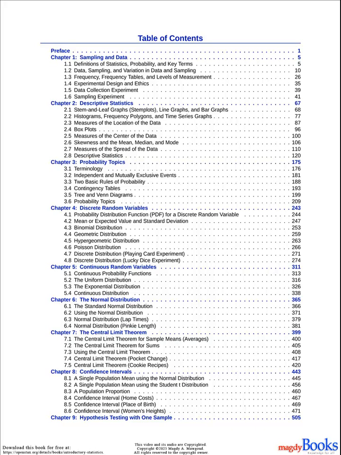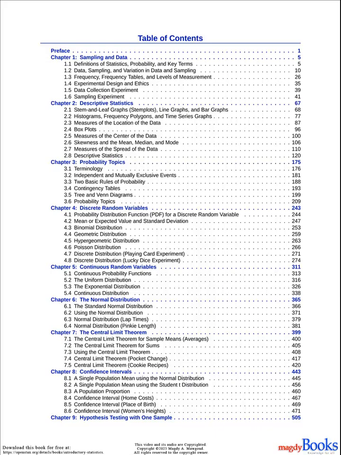Table of Contents. Preface. Chapter 1. Sampling and Data. 1.1. Definitions of Statistics, Probability, and Key Terms. 1.2. Data, Sampling, and Variation in Data and Sampling. 1.3.